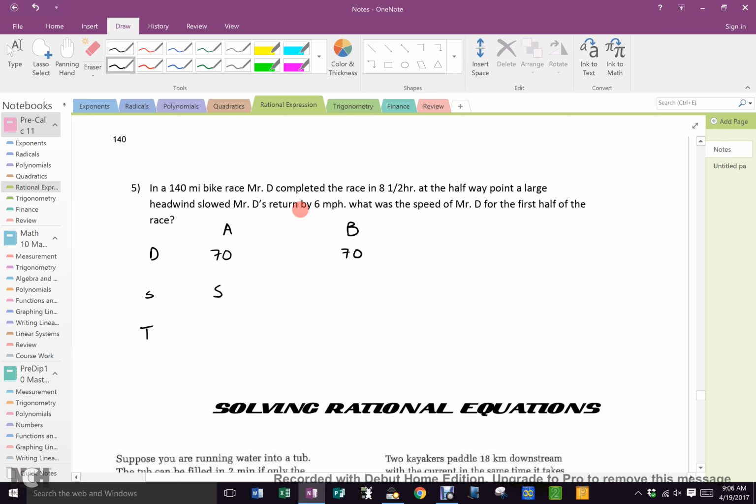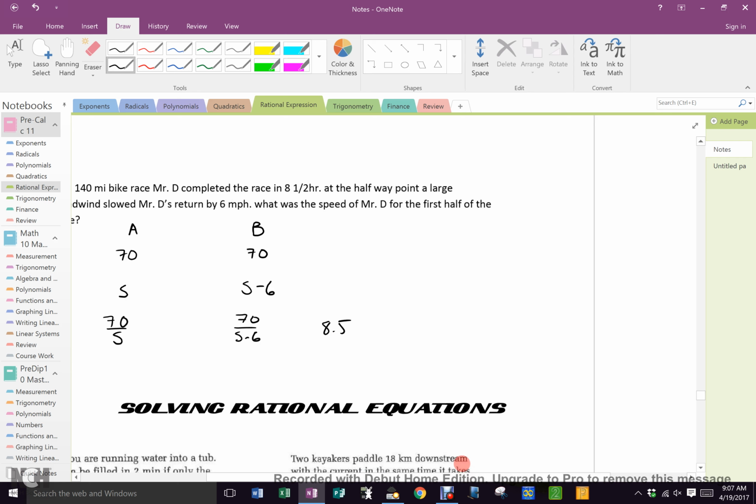Now, what happens halfway through? I'm slower by 6. So I'm pedaling the same rate, but what's happening to me? Well, I'm not pedaling because, again, I'm driving beside Mr. DeVries handing him water and bananas. S minus 6. And what's my time? 70 over S. And 70 over S minus 6. And what's my total time?